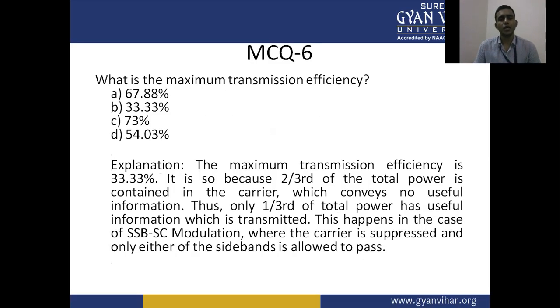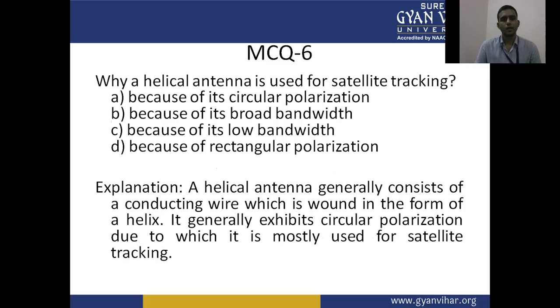Question six: what is the maximum transmission efficiency? A, 67.88%, B, 33.33%, C, 73%, D, 54.03%. Question seven: why is a helical antenna used for satellite tracking? A, because of its circular polarization. B, because of its broad bandwidth. C, because of its low bandwidth. D, because of rectangular polarization.